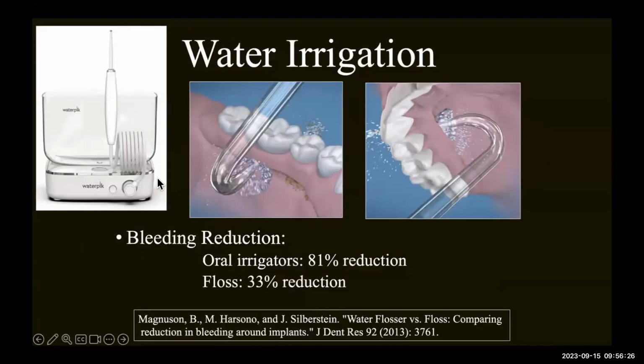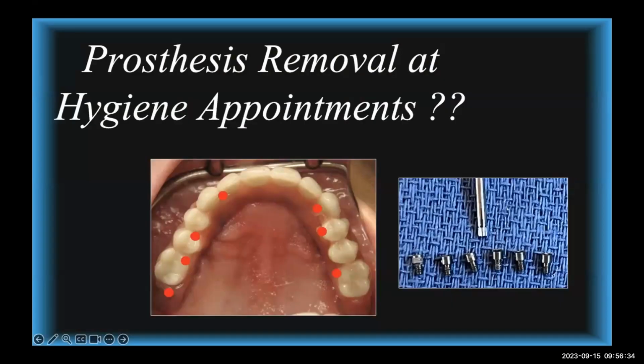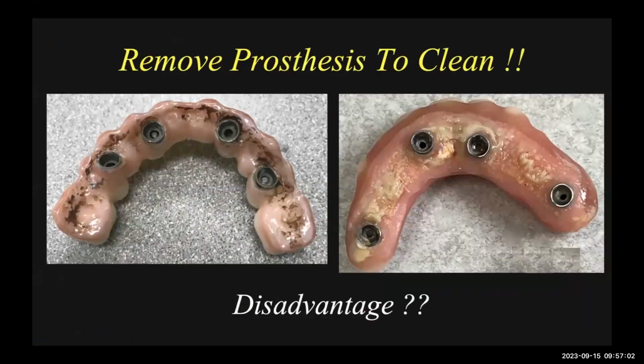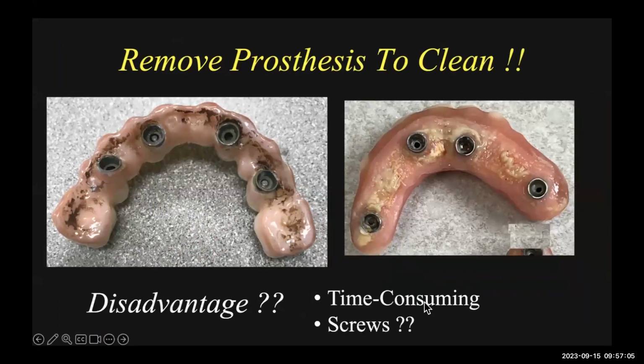Now, the problem is, even though these water irrigation devices are very good, they still don't do the job 100%. So I always get the question, Randy, should I remove every prosthesis at every hygiene appointment? There's very little research on this, but let me tell you what some of the positions are out there. First of all, having patients come in and taking the composite, the PTFE tape or the cotton out, and then removing every screw is very difficult and very time consuming. So the disadvantage of doing this is it's time consuming.